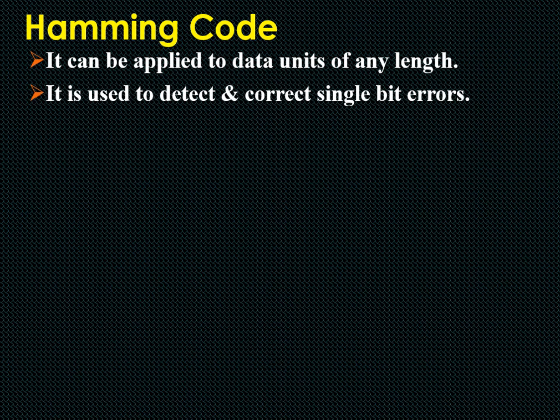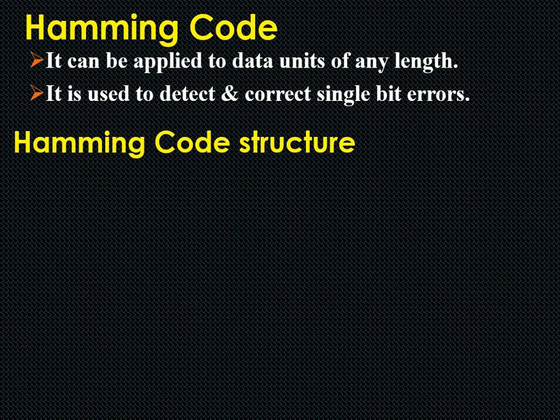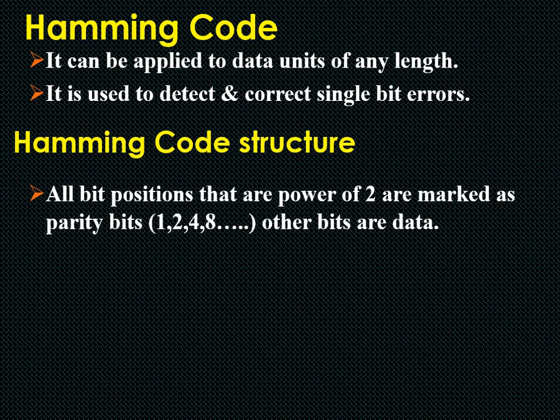Now let us see the Hamming code structure, how it looks. One thing we have to remember is that if you are going to write the Hamming code structure, all bit positions that are powers of 2 are marked as parity bits.